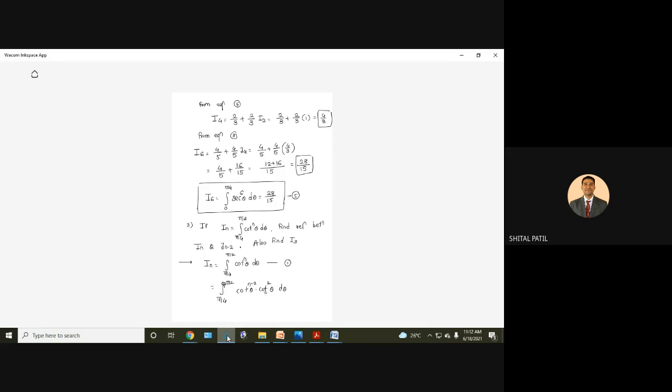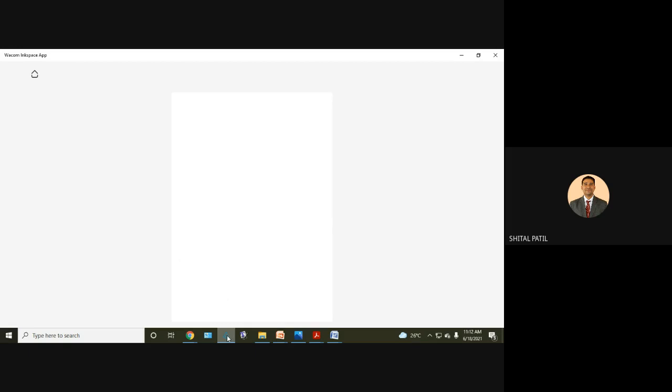Integration of cot square theta, known to us or not known to us? No. Integration of cot square theta, no, we don't know. You forget the integration formulas. And we have to change it. Correct. Absolutely. That is important. Okay, so let me go to the next page. Page number 11. See, this is the change that is expected.